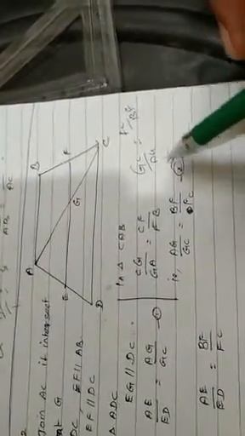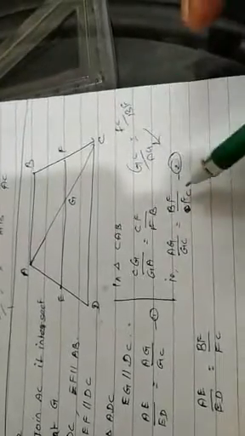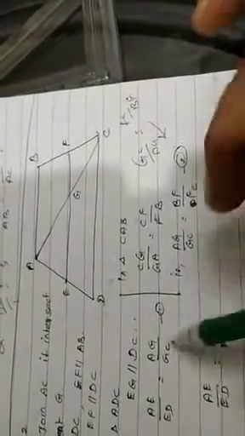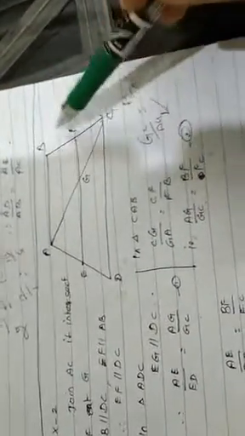Here we have AG divided by GC, but GC divided by AG, so I am going to take the reciprocal. So AG divided by GC equals BF divided by FC. Equating these two, one side is equal, AG and AG, so this side is equal, that is AE by ED equal to BF by FC.